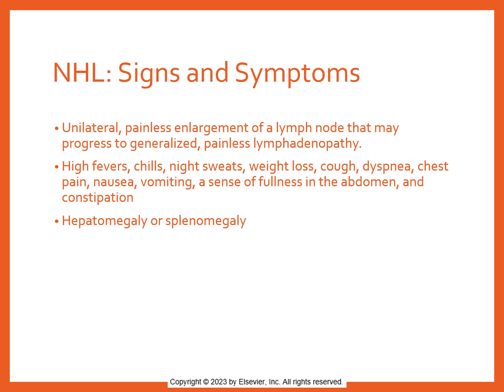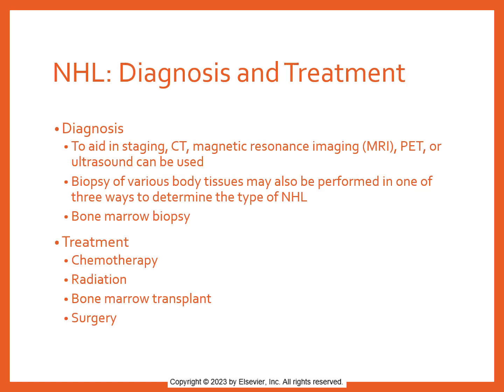NHL tumors can occur in the brain, respiratory system, spleen, GI tract, bone, or other parts of the body. Symptoms related to other organs are site-specific and can include complaints of high fevers, chills, drenching night sweats, unexplained weight loss, cough, dyspnea, chest pain, nausea, vomiting, a sense of fullness in the abdomen, and constipation. Laboratory tests can show elevated liver enzymes. Physical examination can reveal a change in level of consciousness related to an increase in intracranial pressure. This is especially true in patients with aggressive NHL.